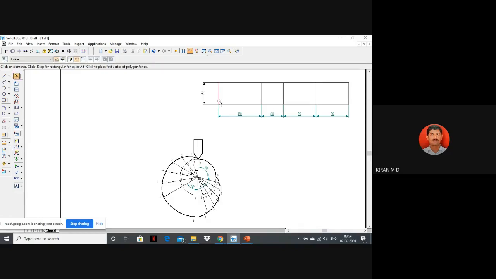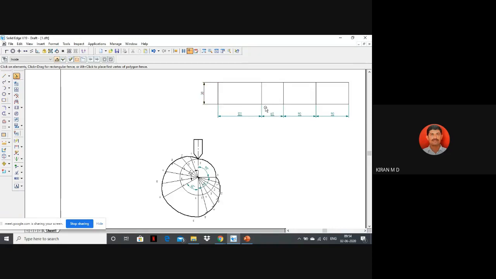Is it clear? Just draw the total angle of the circle, so 360 degrees. I have considered 2 degrees equal to 1 mm, and I have drawn the line. The height is the stroke, so according to that, you draw the height.